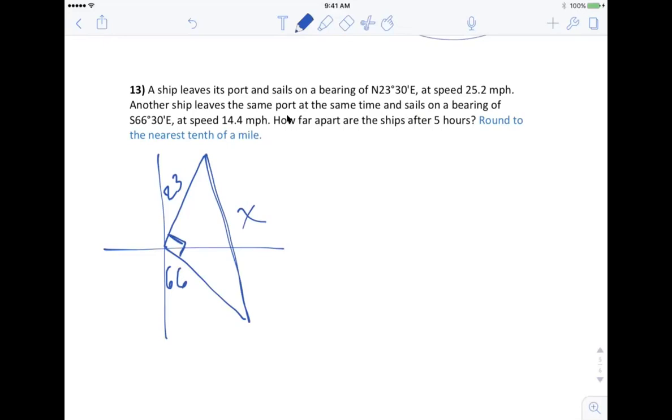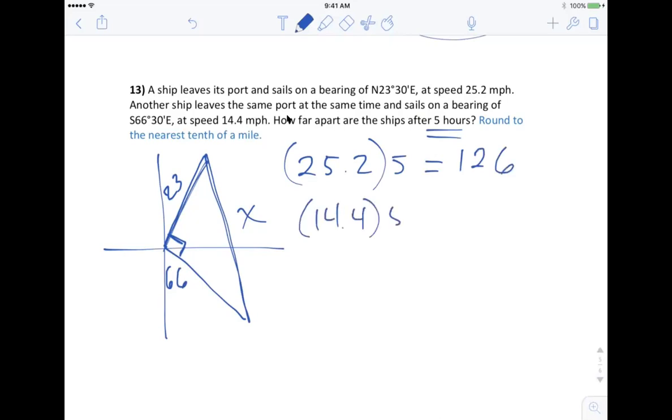So let's see. This first leg, 25.2 miles per hour for 5 hours. Right. So I'm just going to do 25.2 times 5. That's 126. And then the other one is 14.4 times 5 hours. And that's 72.